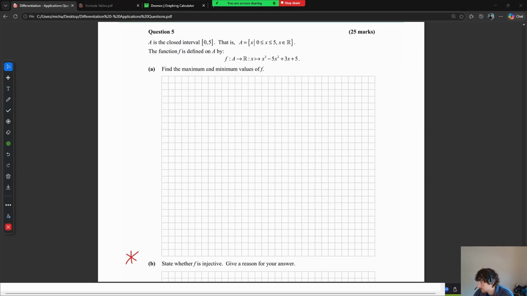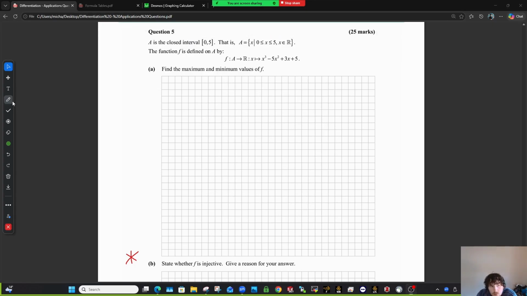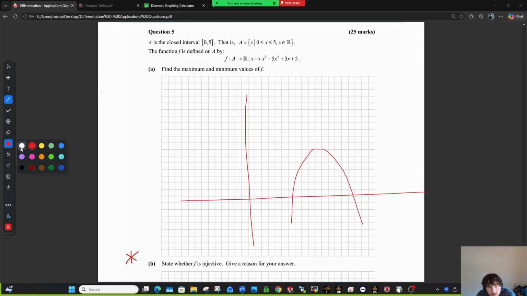Okay, so hopefully you gave that a go. So what we need to do here is we need to get a little bit of information from part A here. So injective is really, you could say, annoyed if this happens.